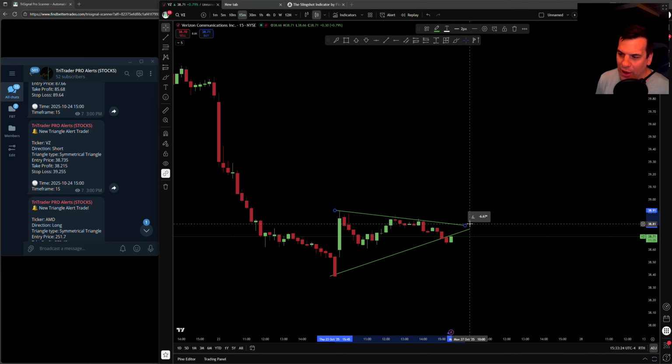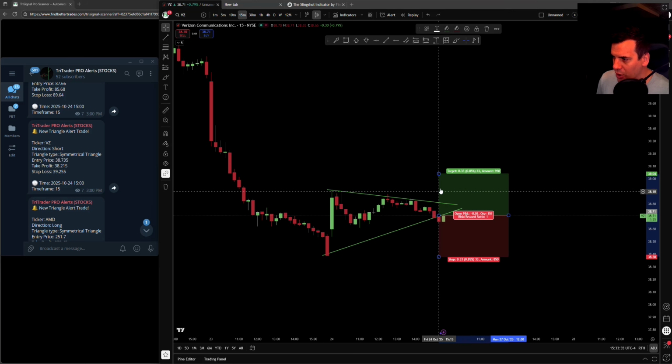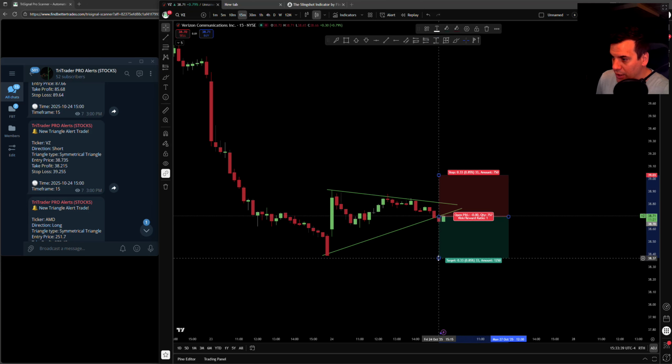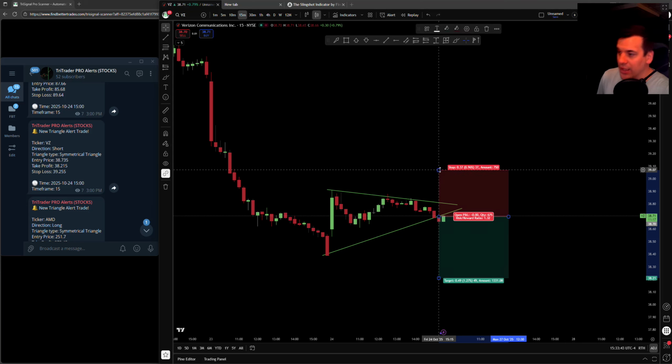Will it go down and hit the target? The target is 38.21, so it's actually not even too far away. A lot of these trades are very quick. That's the wrong one, let's do this one right here. A lot of these trades are very quick, and sometimes they can trigger the very same day. That's what's really awesome about an alert service like this.